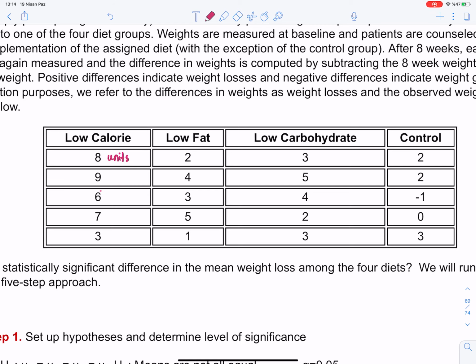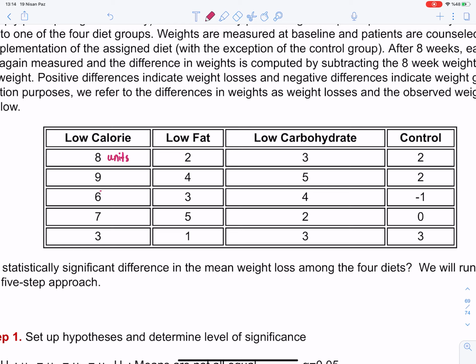For the low fat program, it is different from the low calorie. They don't have fat or oil in the food. They probably eat as much as they can, but they don't place the fat inside the food. So for those 5 people, after 8 weeks, the first person has lost 2 units, and the third one is 4. The fourth one is 5, and the last one is 1 unit.